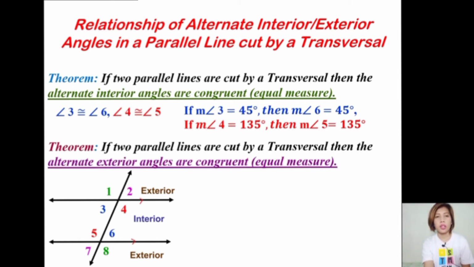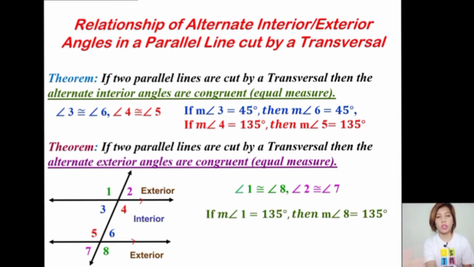Next theorem. So, if two parallel lines are cut by a transversal, then the alternate exterior angles are congruent. So, ngayon naman, alternate exterior angles. So, ano ba yung mga alternate exterior angles dito? We have angles 1 and 8, and then angles 2 and 7. So, using the theorem, if measure of angle 1 is 135 degrees, then the measure of angle 8 is also 135 degrees. And then, if the measure of angle 2 is 45 degrees, then the measure of angle 7 is also 45 degrees using the theorem. So, tandaan natin kapag yung parallel line ay kinat ng transversal, yung alternate exterior angles at saka alternate interior angles are congruent.